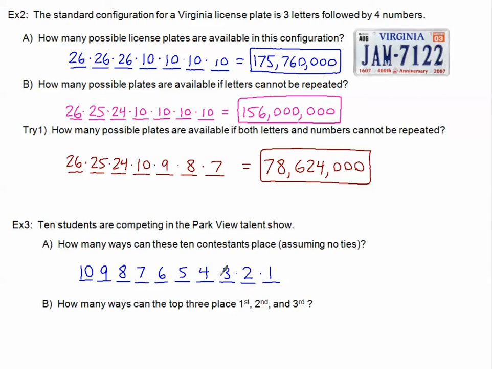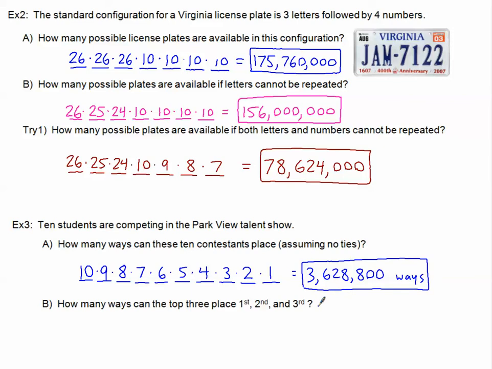So each of these is going to be multiplied together, and this will be how many different ways the 10 students could place in this talent show. And that is 3,628,800. That is a lot of different ways. Word problems should end in words. A lot of different ways that could happen.